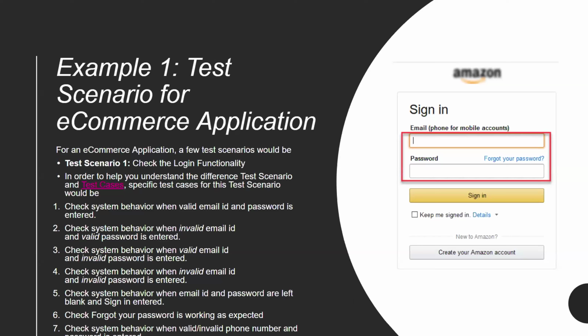So another one, you'll be checking your system behavior when an invalid email ID and valid password is entered. So that's another condition. So you will test, okay, let me create an Amazon account and then just use it. Let me go back. Stop sharing, because this is the practical part now.